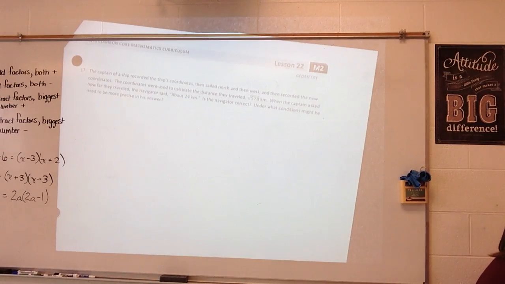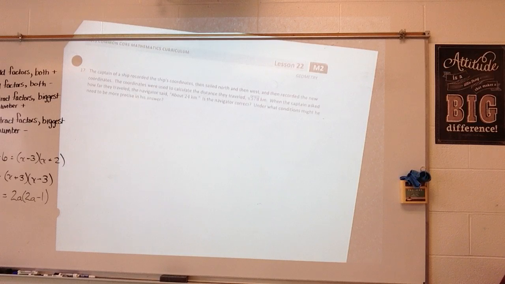All right, let's look at the last question. The captain of a ship recorded the ship's coordinates, then sailed north and then west, and then recorded a new coordinate. The coordinates were used to calculate the distance they traveled, square root of 578 kilometers. When the captain asked how far they traveled, the navigator said about 24 kilometers. Is the navigator correct? Under what conditions might we need to be more precise in his answer?